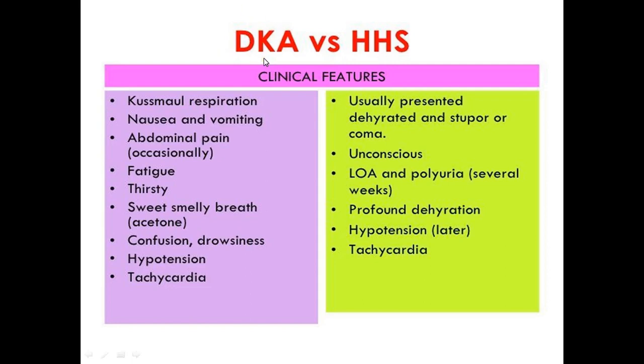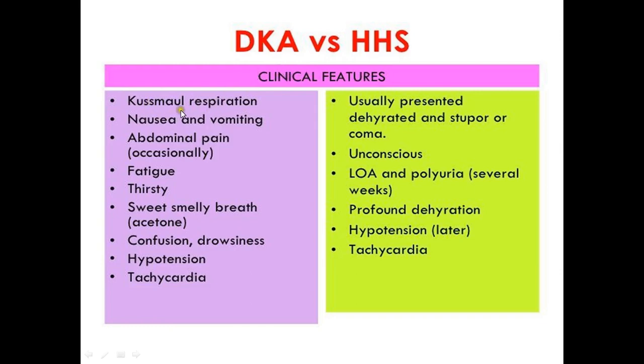DKA occurs only when there is insulin deficiency. That's why ketoacidosis takes place, because insulin deficiency will result in utilization of the lipids, and this will result in production of free fatty acids. While in HHS, there is not complete deficiency of insulin, so ketoacidosis doesn't take place, but hyperosmolarity occurs. So what's the difference between the two?